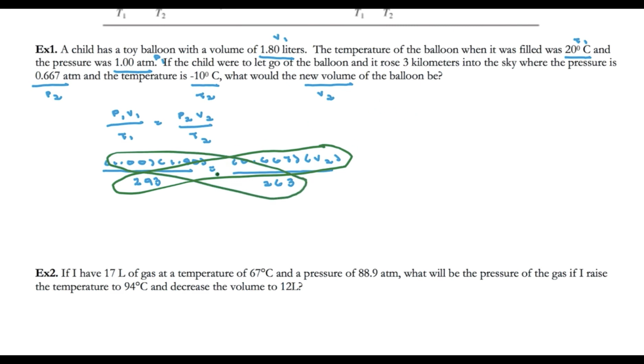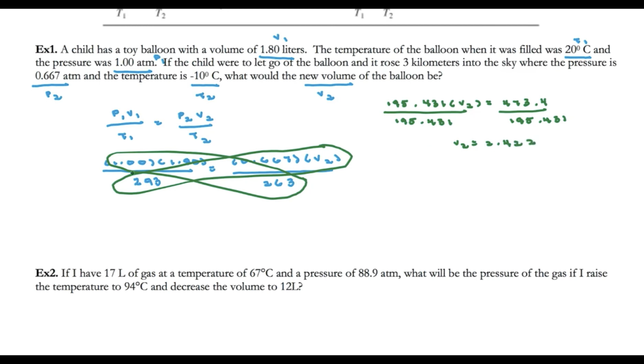All right, so what that gives me, I'm going to take 293, and I'm going to multiply that by 0.667 times V2, so I get 195.431 times V2, and that equals, so I'm going to take 1 times 1.8 times 263, and I get 473.4. Now I'm going to divide both sides by 195.431. And my volume that I get, unrounded, is 2.422.